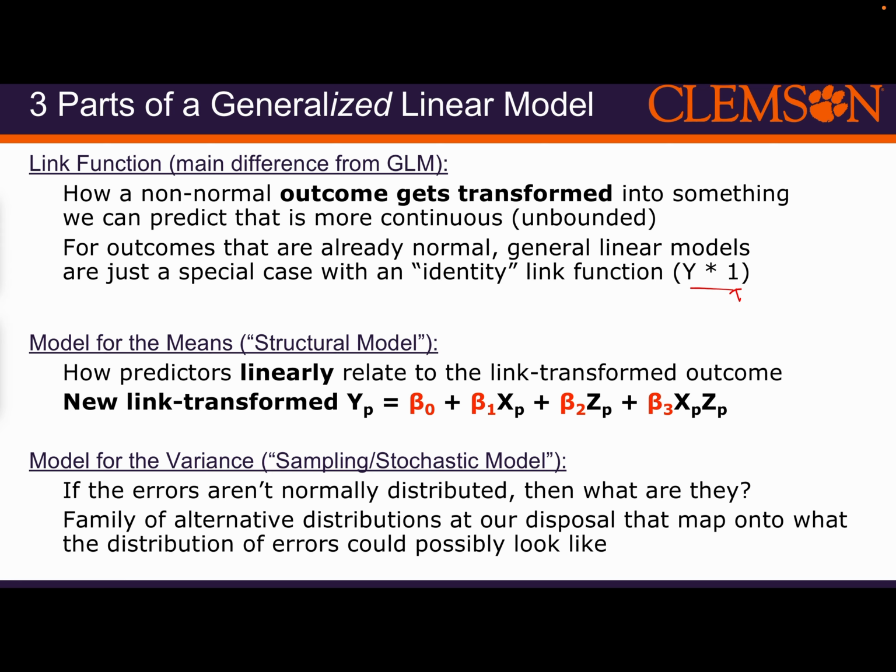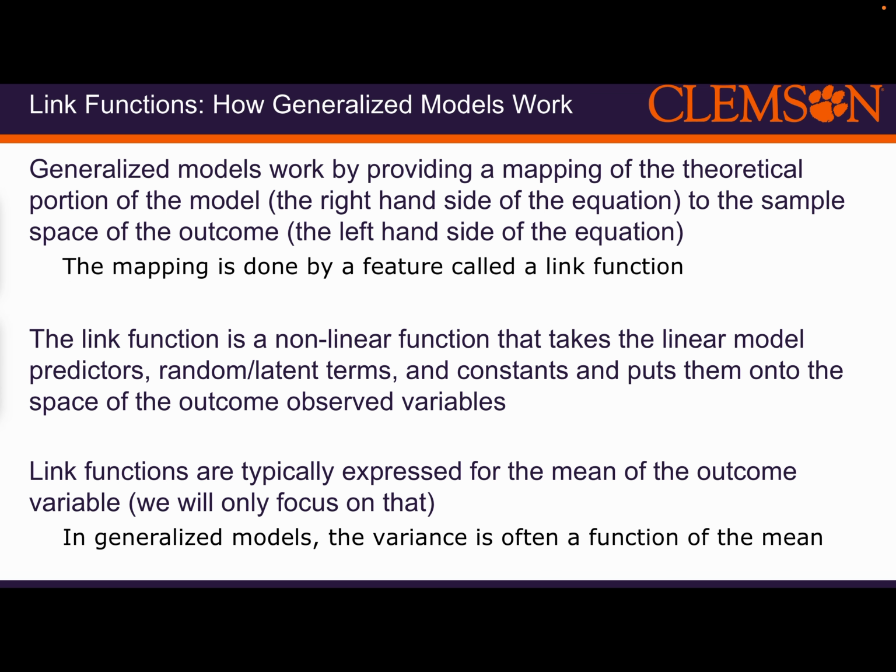So the model for the means, or the structural model, is how predictors linearly relate to the link transformed outcome, or mean. So here we still have our linear model, and the model for the variance talks about errors themselves. So generalized models work by providing a mapping of the theoretical portion of the model, the right-hand side of that equation I started with, to the sample space of the outcome, the left-hand side of the equation. And this mapping is done by a link function.